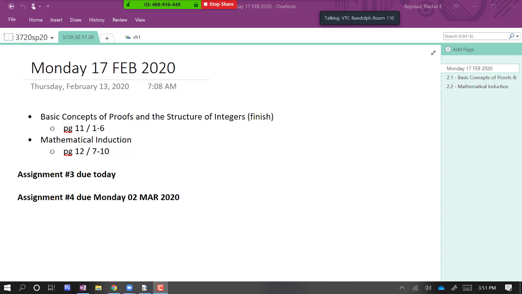Right, we've been talking about writing proofs, and we're going to continue with that, and then talk about mathematical induction, which is another technique for writing a proof. And that should probably fill out today's class. We're turning in assignment 3 today. Does anybody have questions?